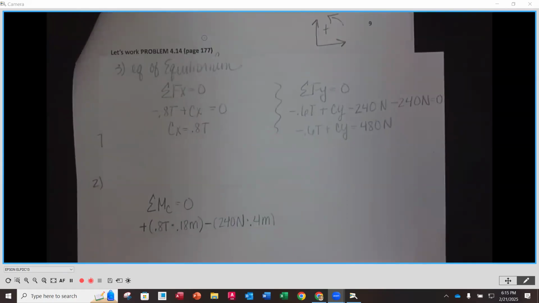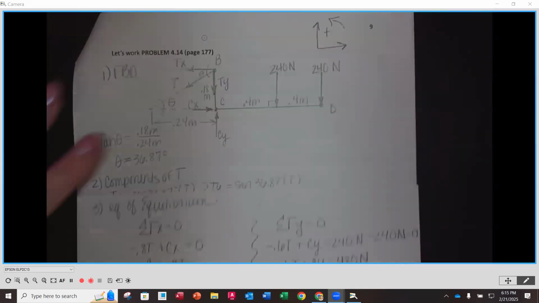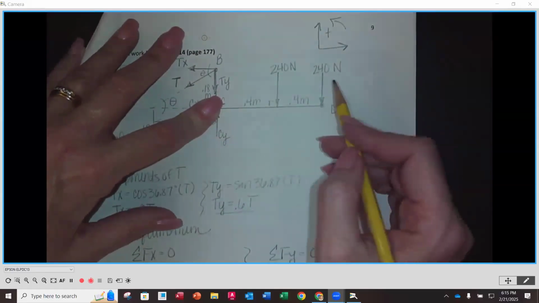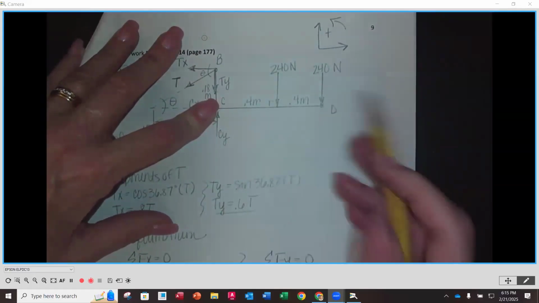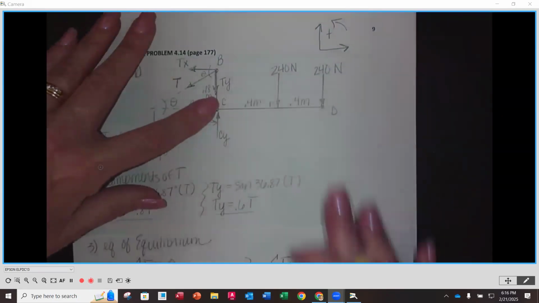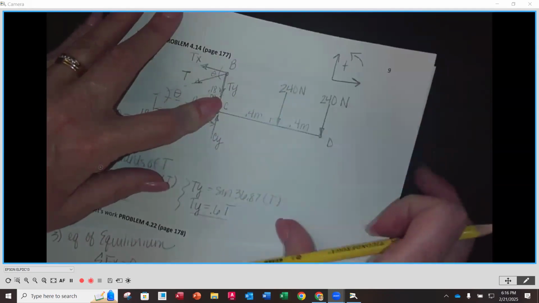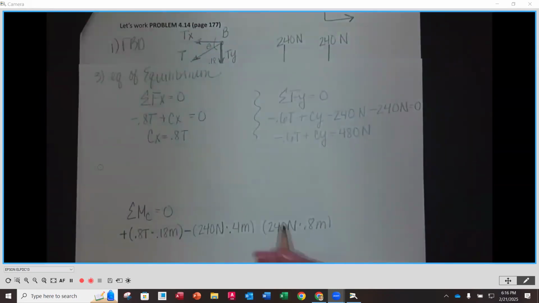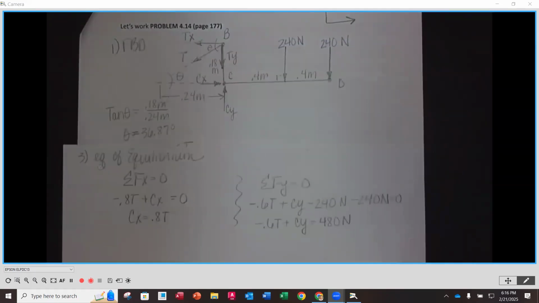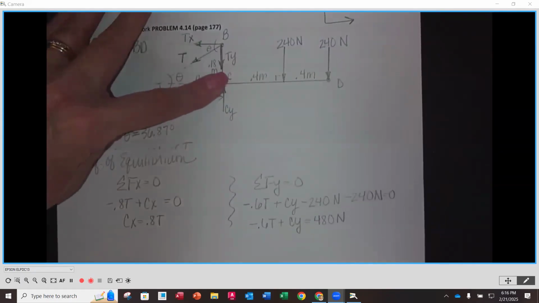Then I've got one more force. Put my finger on C, pull in the direction of the 240. It's going to be 240 times the perpendicular distance of 0.8 meters. And that also from C is going to rotate clockwise. So that means that it's going to be negative out front. Now that exhausts all of the forces causing rotation about C.